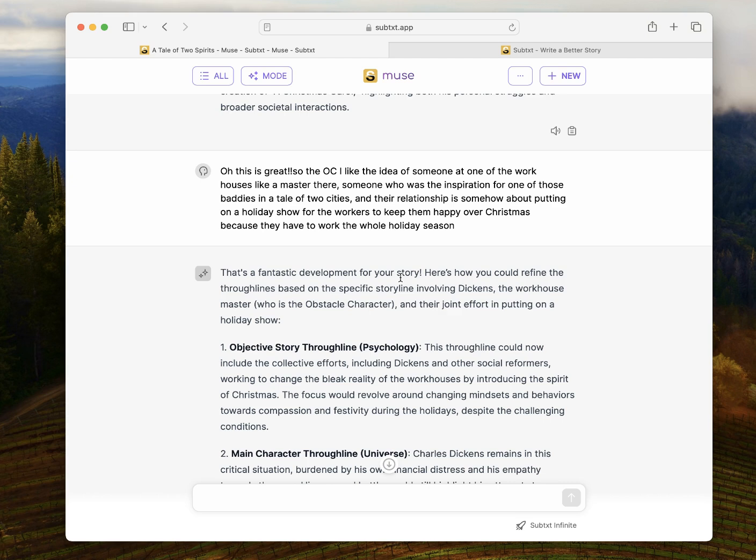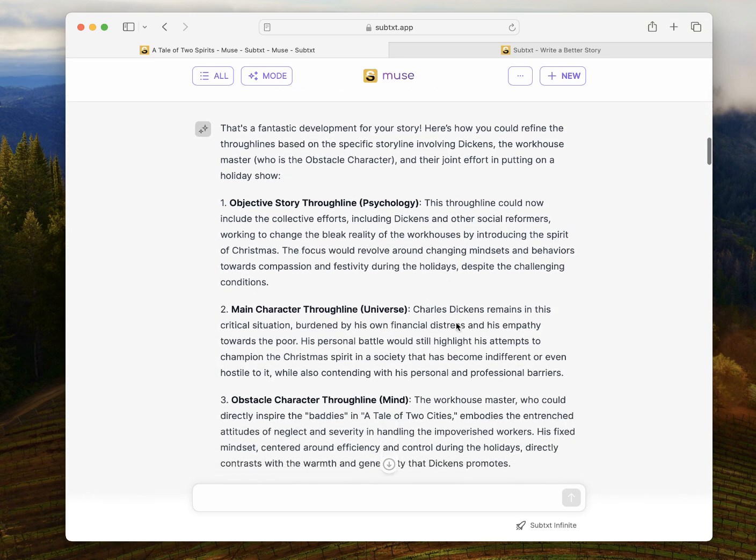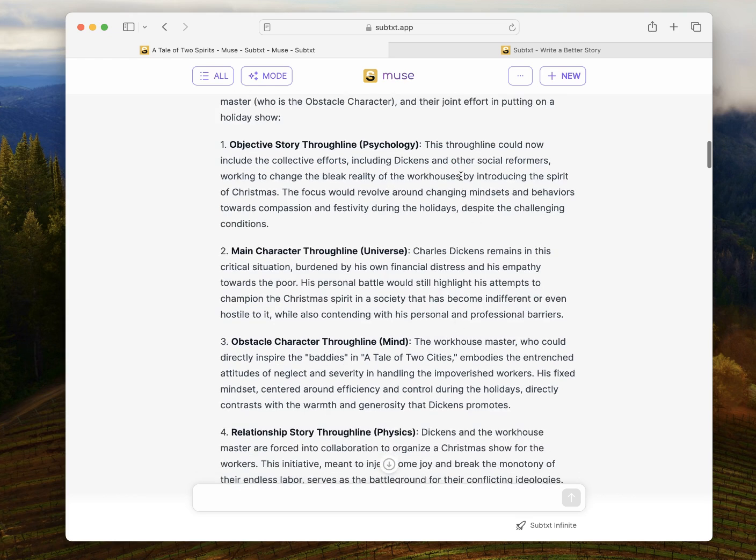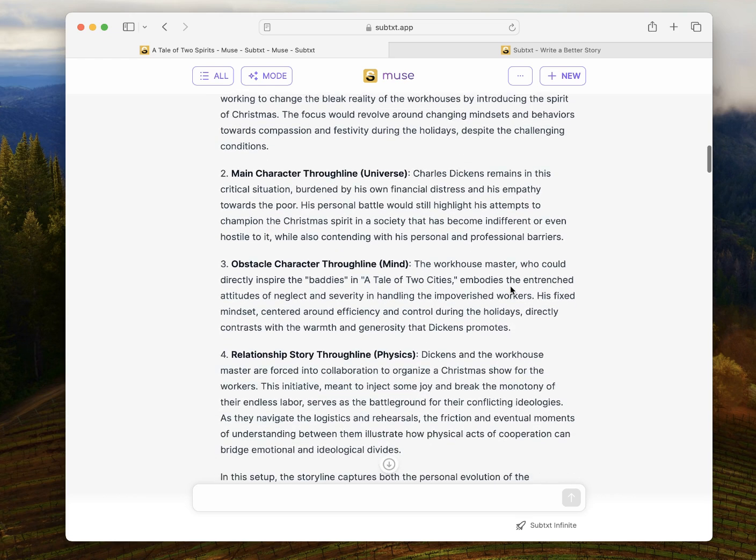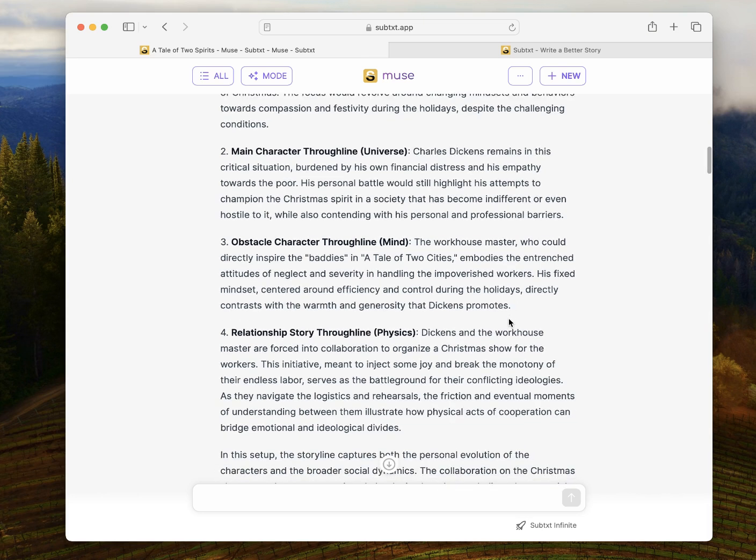And their relationship is somehow about putting on a holiday show for the workers to keep them happy over Christmas because they have to work the holiday season. And of course, it said that was a great idea. This is the best collaborator ever. So then it went through and just added in the workhouse master as the obstacle character, who could directly inspire the baddies in A Tale of Two Cities, embodies the entrenched attitudes of neglect and severity in handling the impoverished workers. So that works out actually really cool.